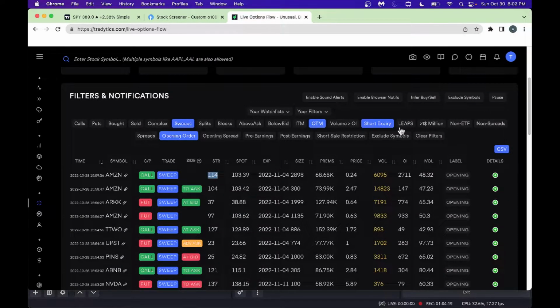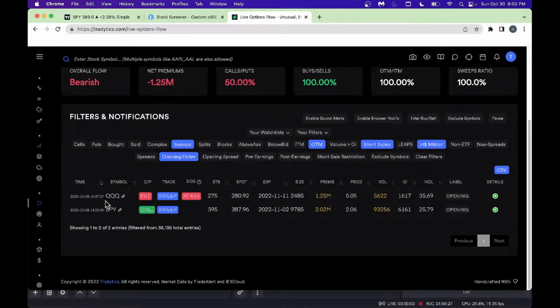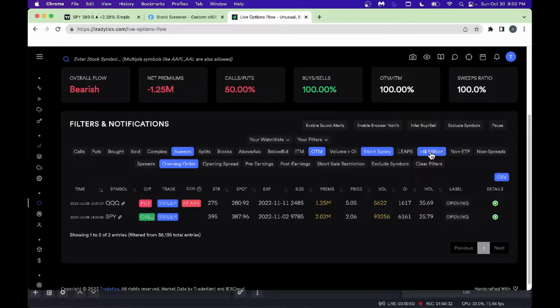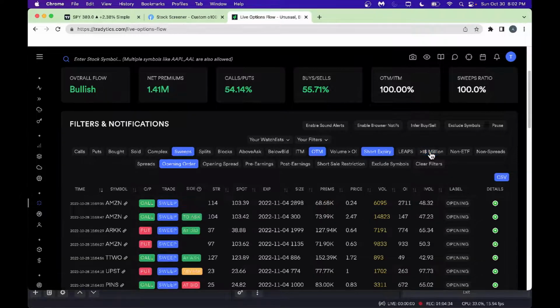And you could also look at maybe you want more than 1 million. You could click on it here. You get premium more than 1 million. Look, we got two things here. All these ETFs are really high premium ones. I could click back here. So there you go. You got a good idea.